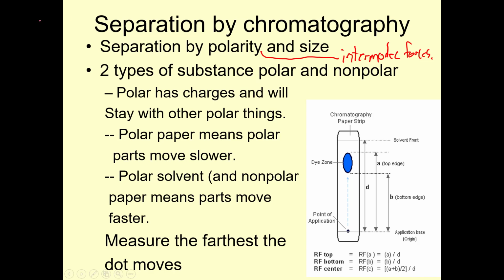So if the paper is polar, right, then whatever this ink or dye is going to be so attracted to the paper, it's not going to leave. Okay. So like if you're at a party and everybody's like outrageously attractive, you're going to stay there longer. So polar solvent, which is the liquid, most often water, but doesn't have to be. So polar solvent and nonpolar paper means that the polar parts move faster.